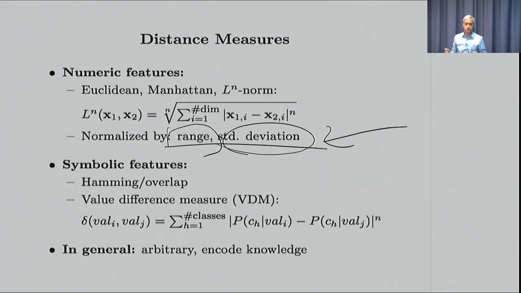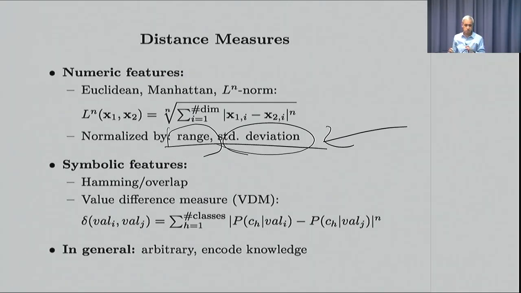Okay? There are also problems where it actually does not make sense to do this. Like for example, if all you have here are latitude and longitude, right? They have different ranges, but if you're interested in the distance between cities, you don't want to compress them to the same range because they are different distances. Okay? That's for numeric attributes.